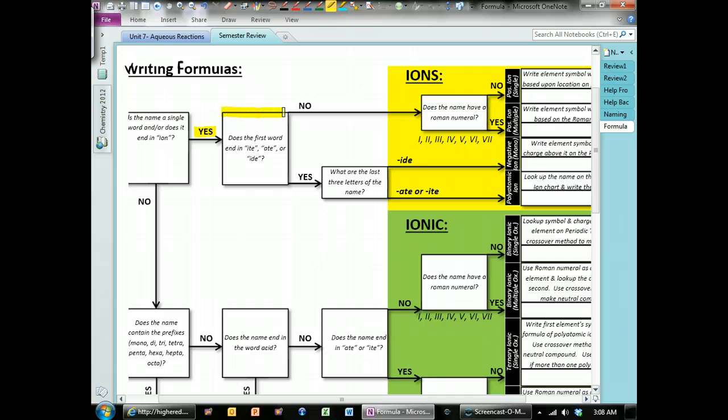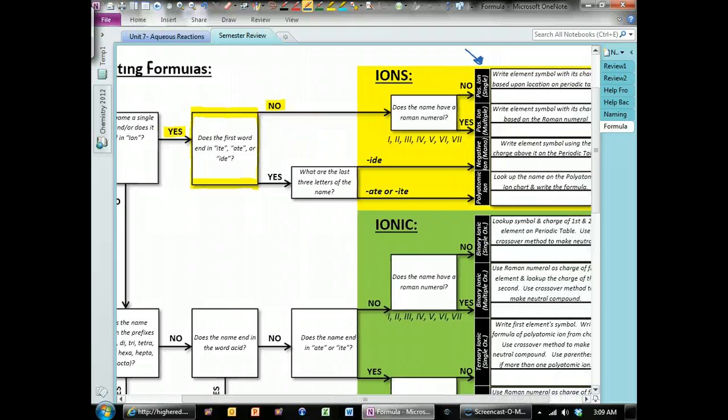We're going to end up starting out in this box because everything we're dealing with in this section either ends in ion or has a charge to it. The word does not end in ite or ide, so we answer no to this question. That puts us at the question: does the name have a Roman numeral? Since it's just hydrogen ion with no Roman numeral, we answer no. So we're in the positive ion, or monoatomic cation.